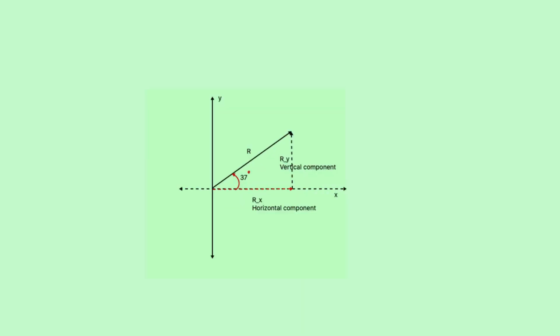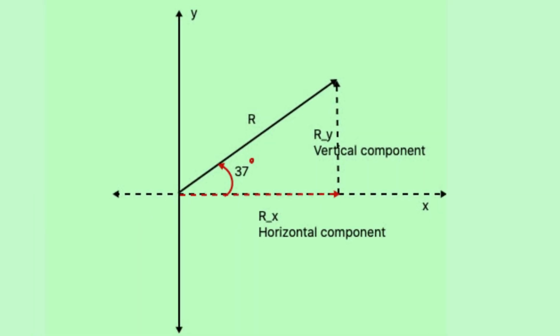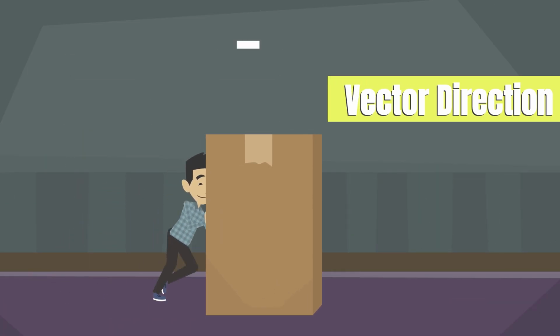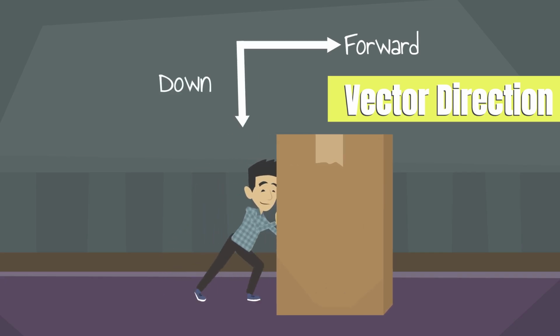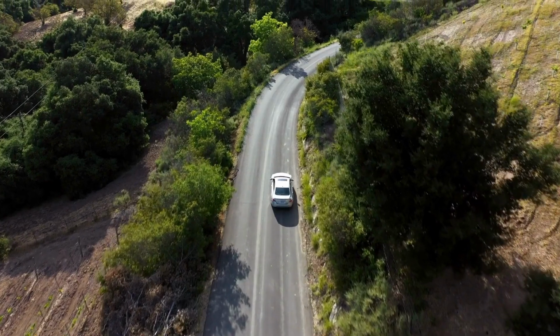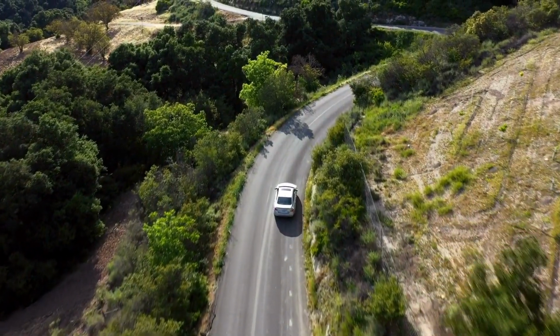Now, let's dig a bit deeper. Vectors can be split into horizontal and vertical components, like breaking a push into two smaller pushes in different directions. If you push a heavy box diagonally, part of the force moves it forward and part presses it down. This makes analyzing motion easier, whether it's a ball flying through the air or a car driving up a hill.